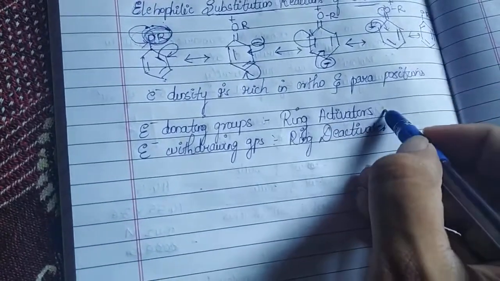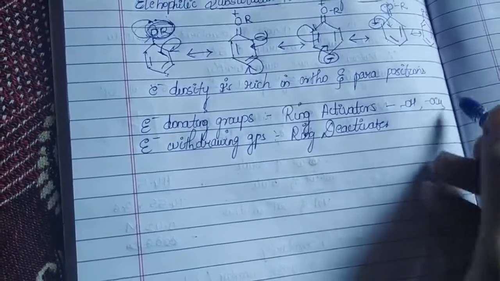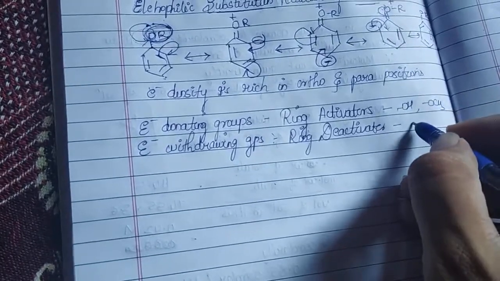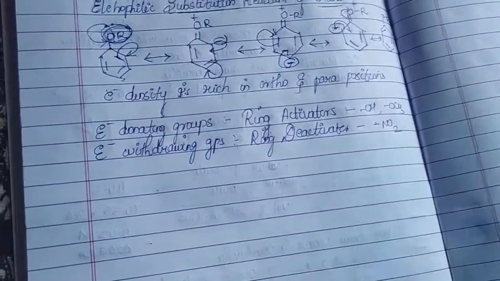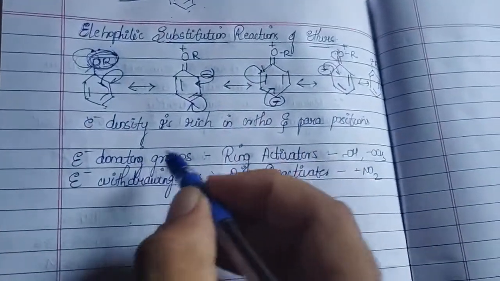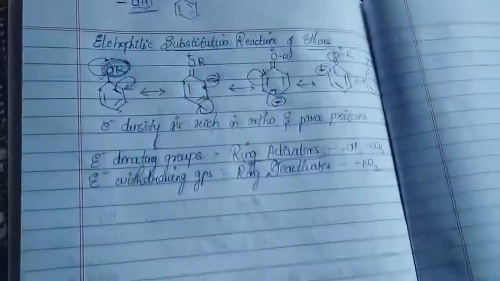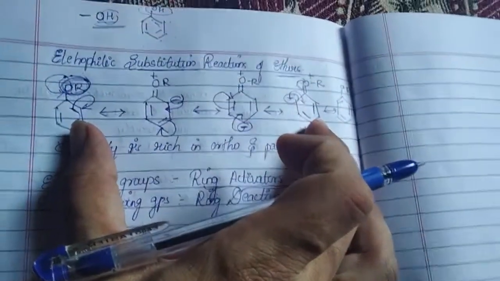For example, ring activators can be OH, OCH3. They are all ring activators. Ring deactivators, as we saw in nitration, have electron withdrawing groups. So when those groups are present, they will be called as what? Ring deactivators. But today we will be studying about ring activators.